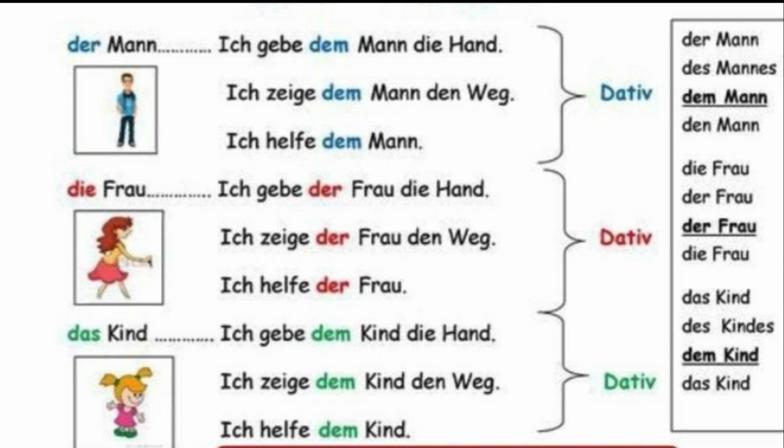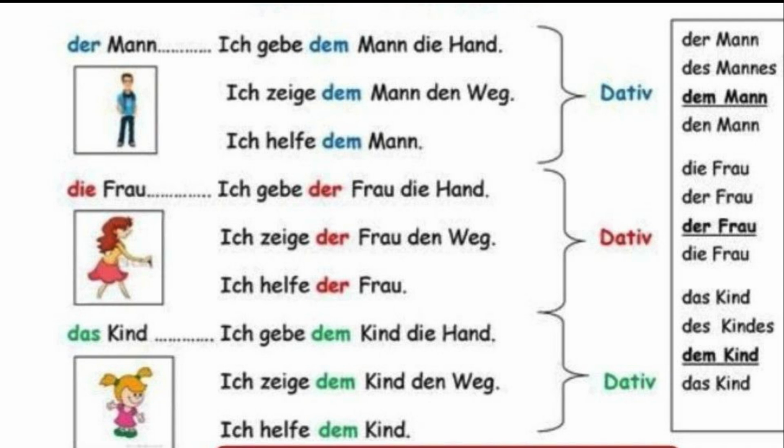Now take the example of the Frau. Ich gebe der Frau die Hand. Here the indirect or the dative object is Frau and the direct object is die Hand. So the article of the dative object die Frau changed to der Frau, and similarly you can see das Kind changes to dem Kind as per the table we studied in the previous video.